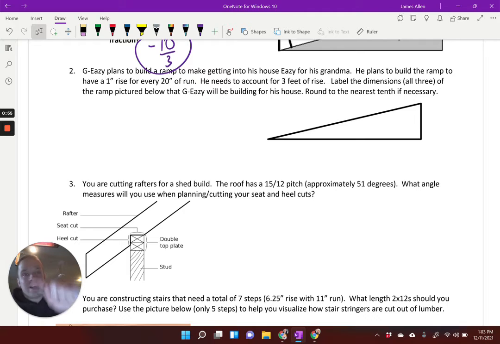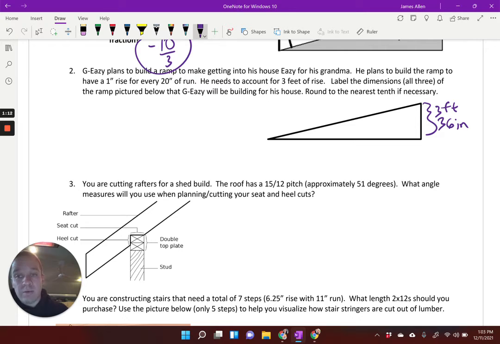G plans to build a ramp to make getting into his house easy. I remembered the Z on that one. For his grandma. He plans to build a ramp to have a 1-inch rise for every 20 inches of run. He needs to account for 3 feet of rise. I'll mark that down. 3 feet, which is 36 inches. I don't know why I use different notations. Boom. All right. Label all 3 dimensions.